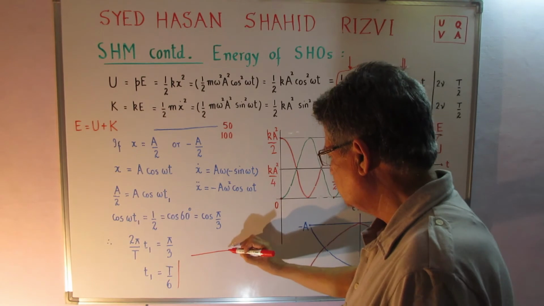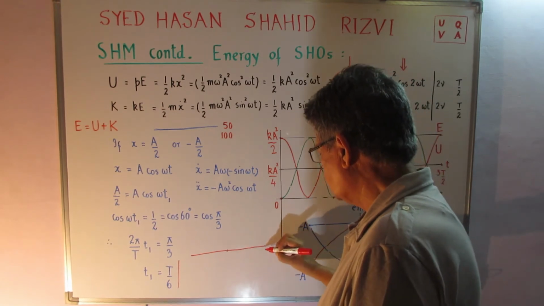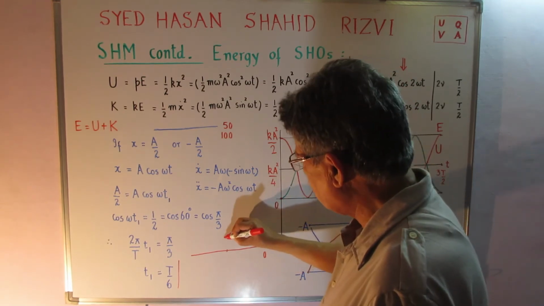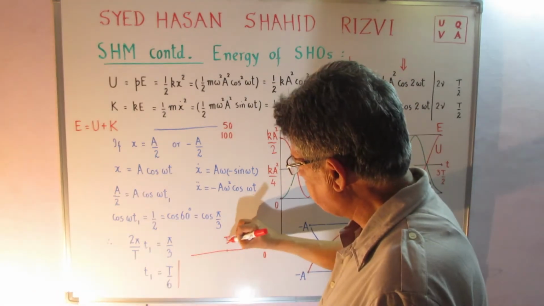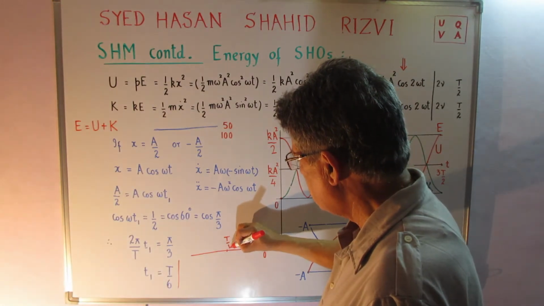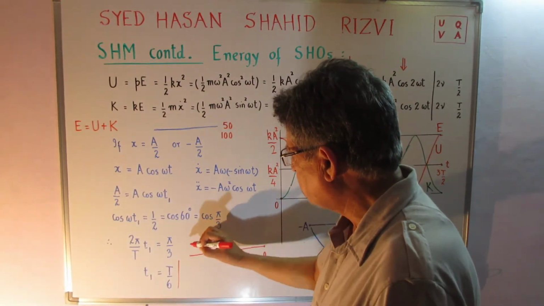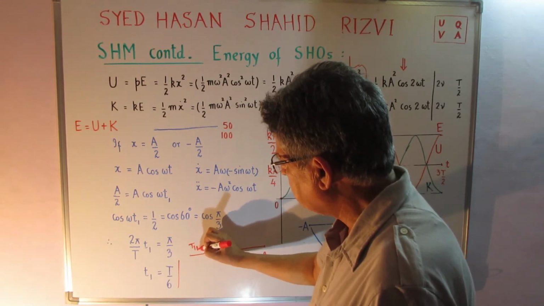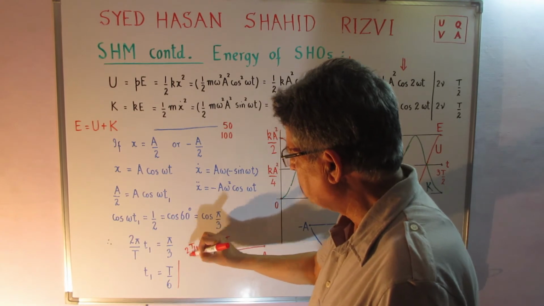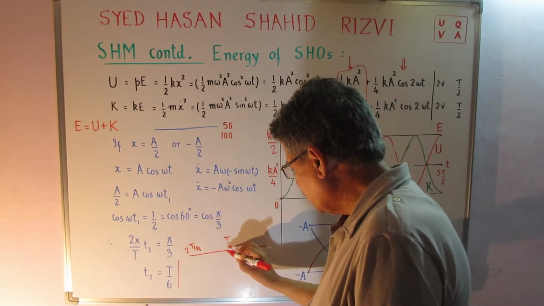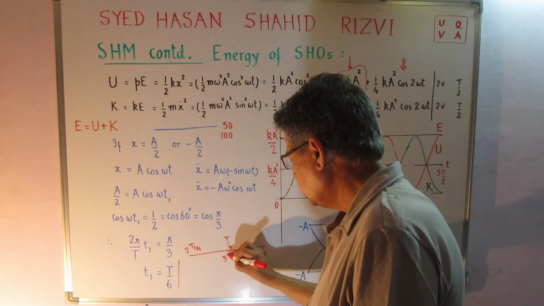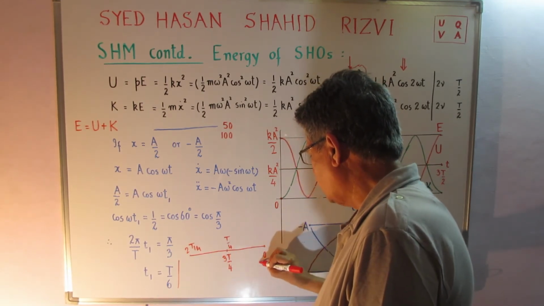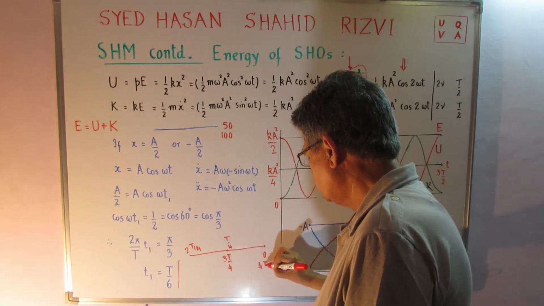if I say it is like this, then this is the 0 value, and this value is obtained at T by 4. This value is obtained at T by 4 into 2, that is 2T by 4. And this value again is obtained here at 3T by 4. And the original value is obtained at 4T by 4.